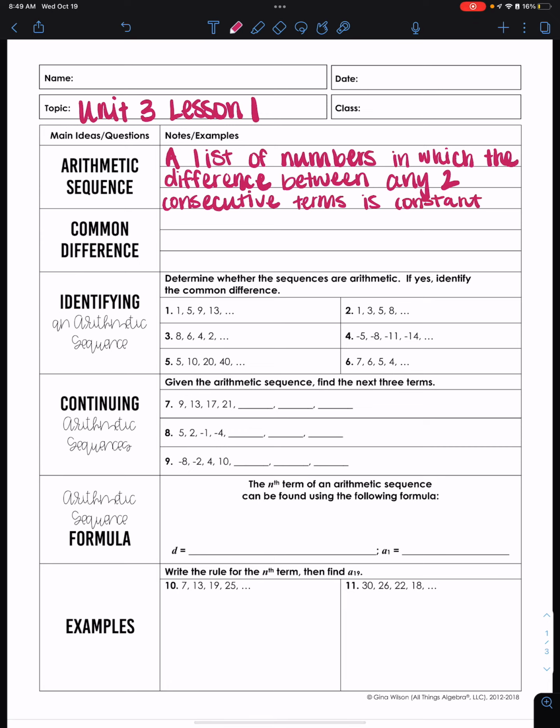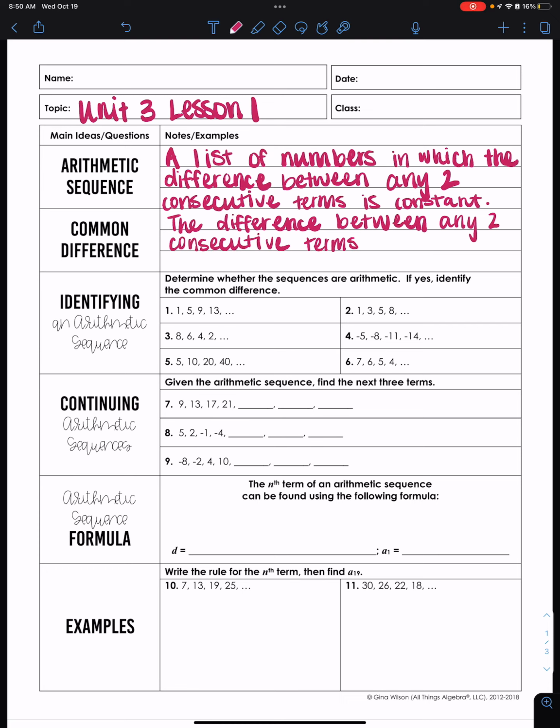So another way to say this is just if you have a list of numbers, then you are adding or subtracting the same number each time. So this is a lot like a linear function. Now, the common difference is just going to be the difference between any two consecutive terms. So this is the number that you are adding or subtracting each time.